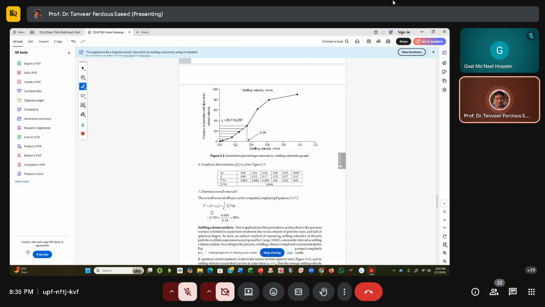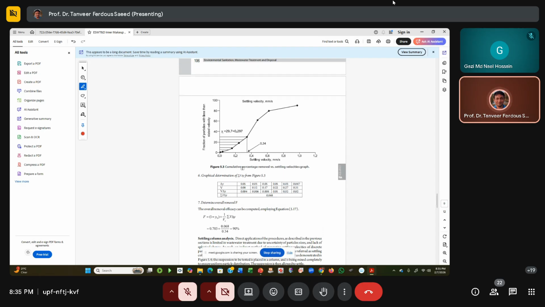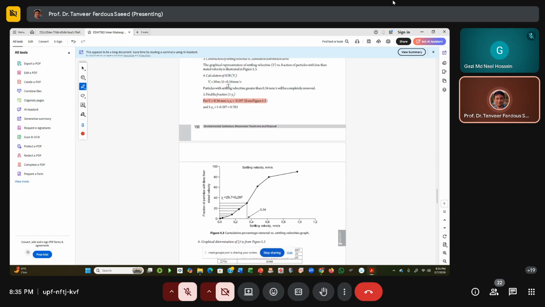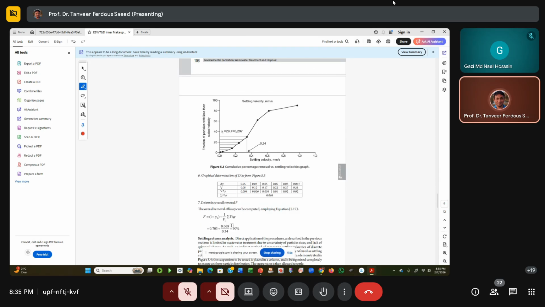We know 1 minus x0 is 0.297. So 1 minus 0.297, this value, plus the summation of v del y, this value, divided by Vs, which is the SOR, and the SOR is 0.34. So we put it here, and the solid removal percentage is 90%. This is the solution. So this sedimentation tank that we are designing will remove 90% of the solids. Is it clear?